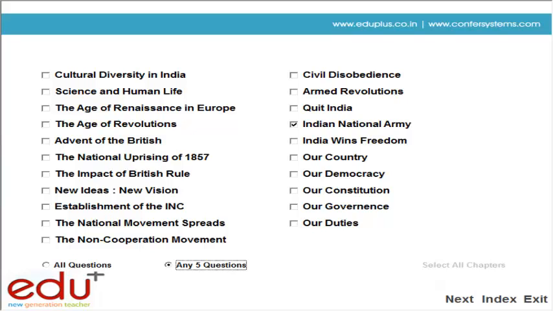If your answer is correct, then 10 marks are added to your score and magical cups are given to you. If your answer is wrong, then you do not get the 10 marks and the magical cup is not given to you.